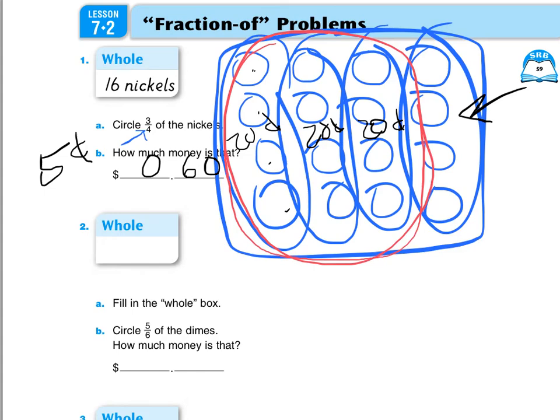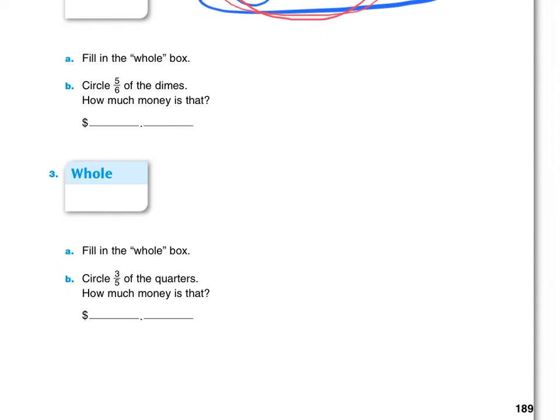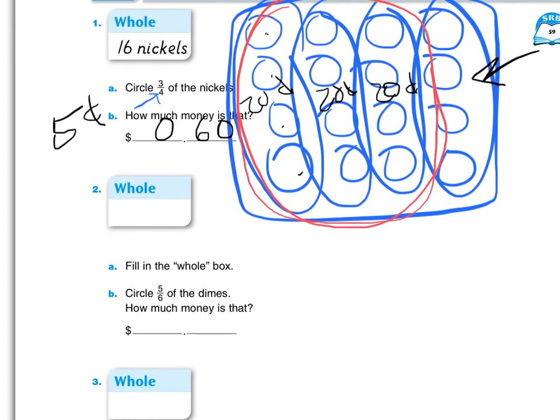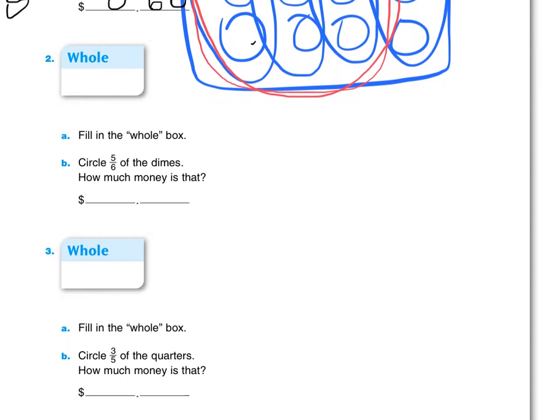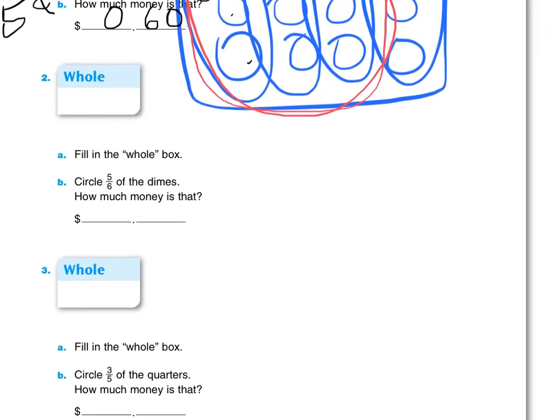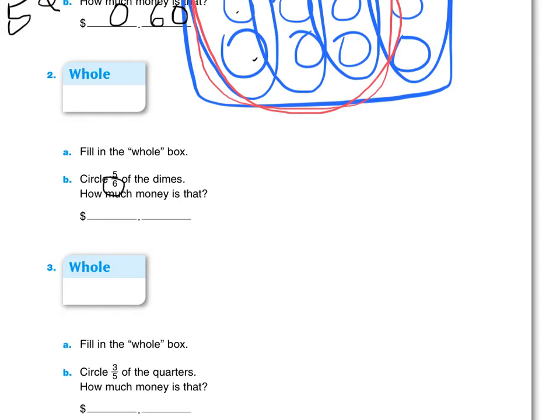Okay, the next one, I'm going to have you do a little bit of this on your own. It says fill in the whole box, because we're going to figure out the whole. It says circle 5/6 of the dimes. How much money is that? By finding this out, you have to pick what the whole is. Make sure it's something that works well with 6. So let's do 12 dimes. I'm just going to write that in there. Then I want you to pause and circle 5/6 of the dimes and tell me how much money that is. Try that on your own.